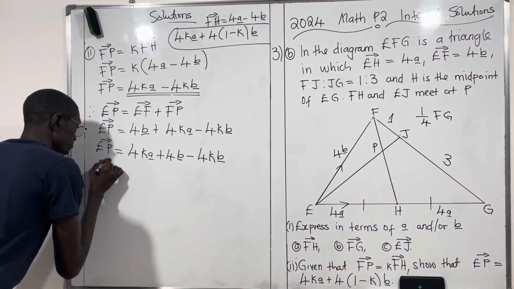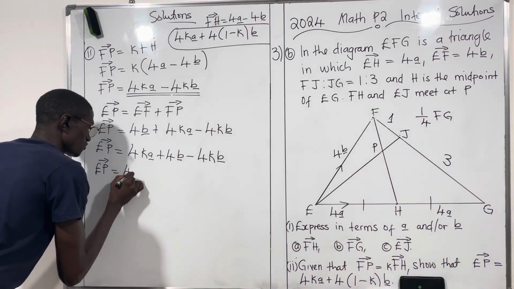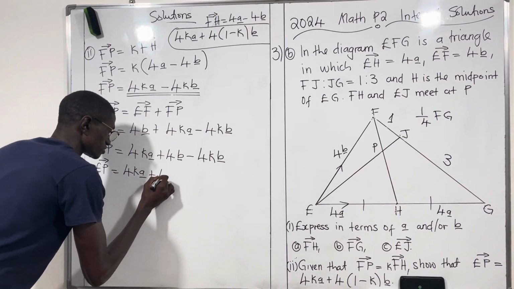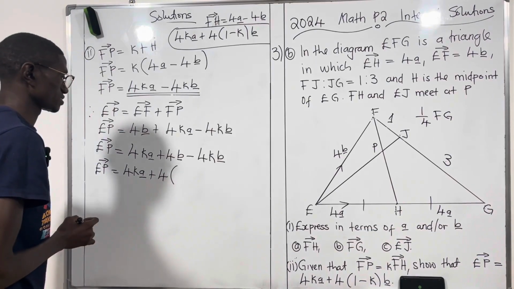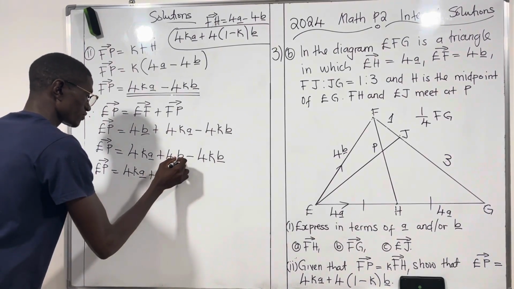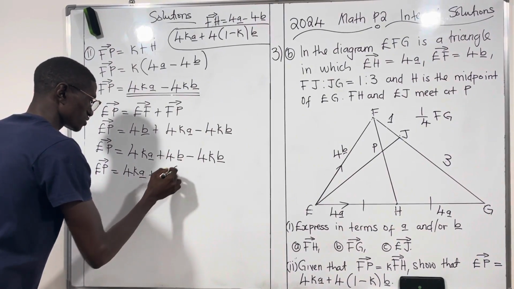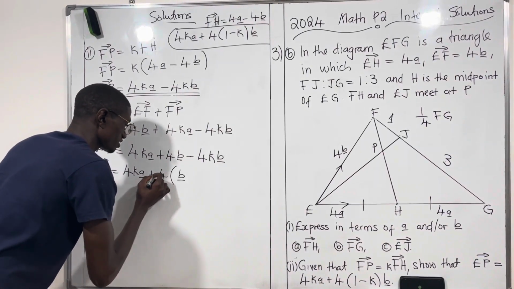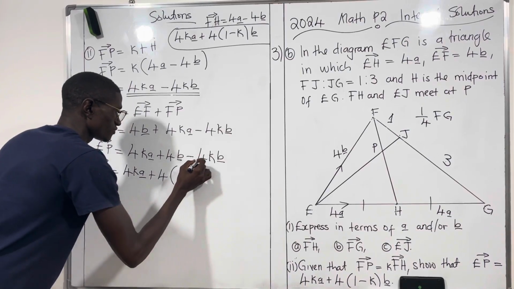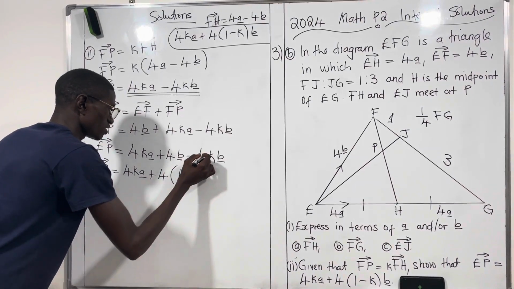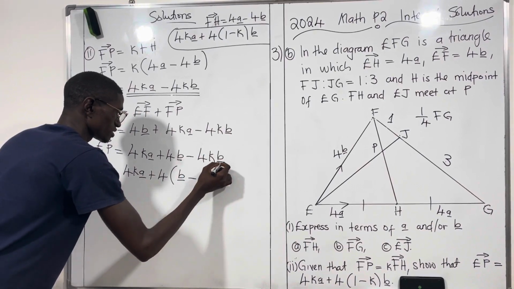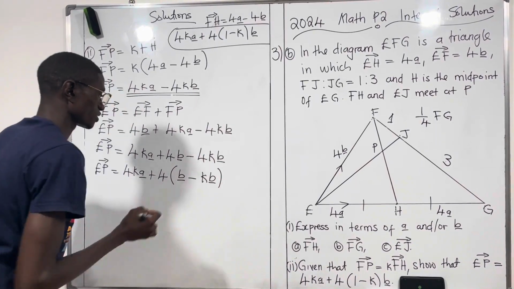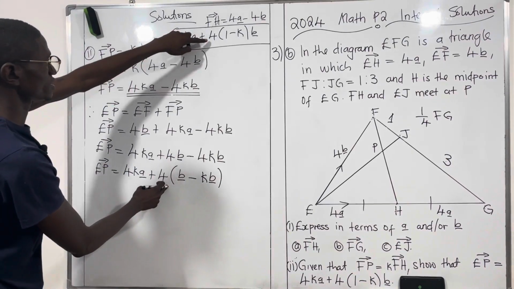So we're going to say vector EP is going to be 4K vector A. Then we're factorizing with a what? A positive 4. You open the brackets. So we're going to say 4 vector b divided by 4, the 4s will cancel, remain with vector b. Negative divided by positive is negative. 4k vector b divided by 4, the 4s will cancel. What do you remain with? K vector b. So we have achieved the 4 there.